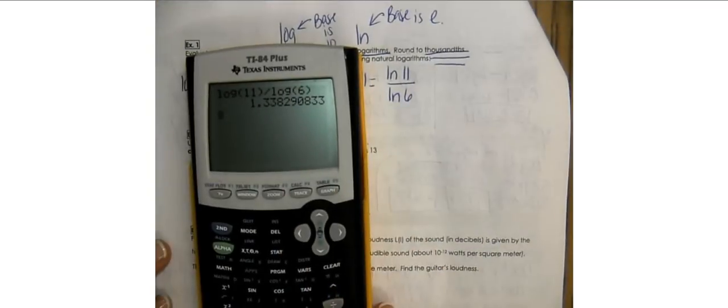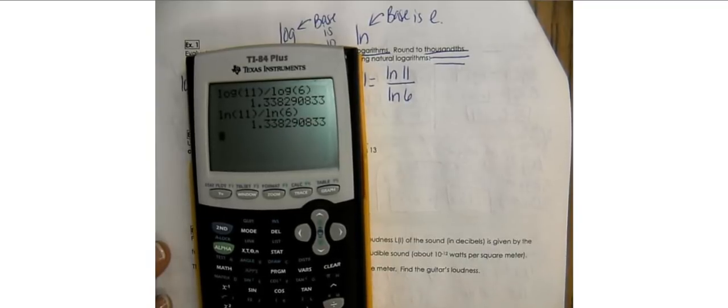Now we're going to use natural logs. So you have a choice. You can work with common logs or natural logs. Most of the time, the directions will not tell you what to use. It's your choice, so it just depends on what button you want to press. But once again, we're going to take the natural log of 11 divided by the natural log of the base, which is 6. And I'm going to put that into my calculator exactly as I see it. So I'm going to write natural log of 11 divided by the natural log of 6. And voila, we end up with the exact same number of 1.338. That is it. That is all you do.